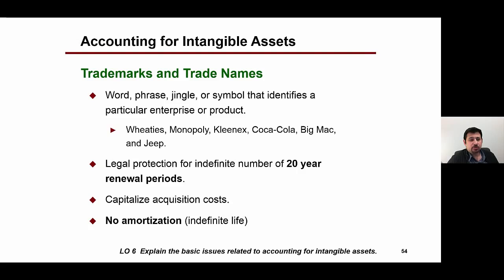And the companies have legal protection for an indefinite number of 20-year periods. By that we mean it is original for 20 years, and if the company can prove that they are still using it, such as, for example, Coca-Cola or McDonald's, they are still using the M, at that point they will be able to renew it for 20-year periods. And the acquisition cost is capitalized, and because it has an indefinite life, trademarks and trade names are not amortized.